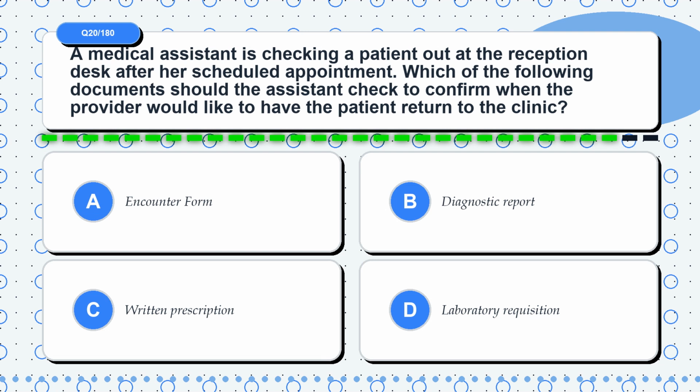Question 20. A medical assistant is checking a patient out at the reception desk after her scheduled appointment. Which of the following documents should the assistant check to confirm when the provider would like to have the patient return to the clinic? Here are the options. Option A, encounter form. Option B, diagnostic report. Option C, written prescription. Option D, laboratory requisition.